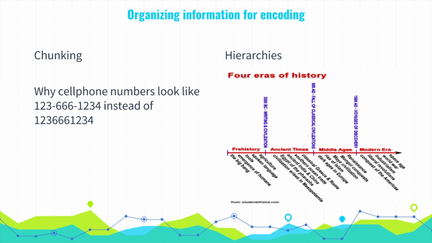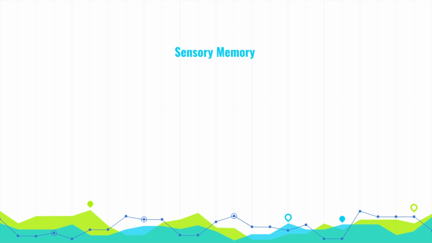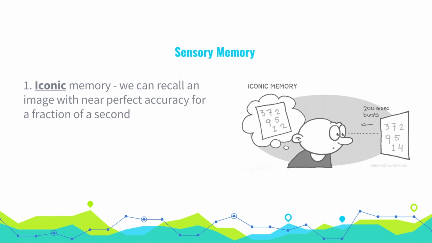Ooh, let's get into it. We're going to discuss 2 interesting types of memories here. The first is iconic memory, and that's like a short-lived photographic memory that allows us to recall an image with near-perfect accuracy for a fraction of a second. And you can see iconic memory being demonstrated in this picture.